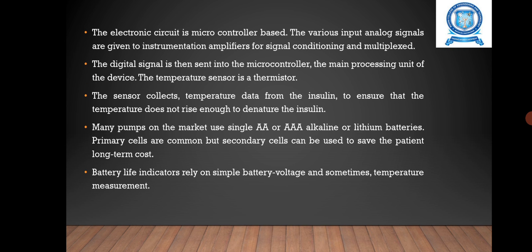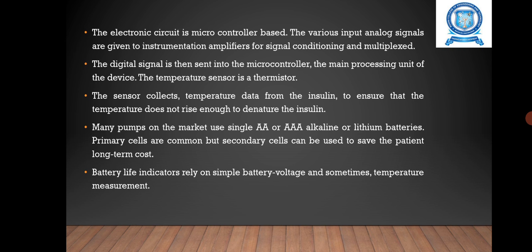Here the electronic circuit is microcontroller based. The various input analog signals are given to the instrumentation amplifiers for signal conditioning and multiplexing. Here the multiplexer takes multiple inputs from other systems before sending the multiplexed signal to the analog to digital converter. Then the digital signal is sent into the microcontroller, which is the main processing unit of the device.